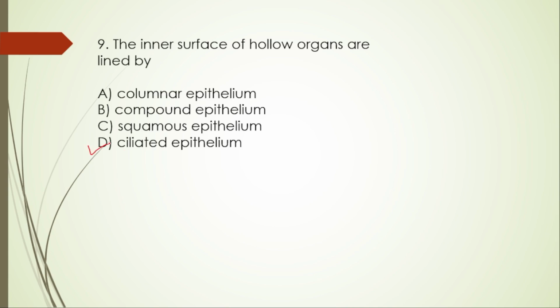Actually, the inner surface of hollow organs like the fallopian tubes, or else you can say the uterine tubes also, is lined by ciliated epithelium. These cells have hair-like projections called cilia. If you see, the inner line will have the hair-like projections. They are called cilia, which you can find in the fallopian tubes and also in the uterine walls. So here the right option is ciliated epithelium.